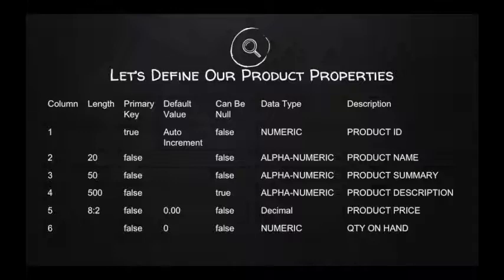Down at product price, we've set our default value to be 0.00. So even if they don't set a price, we still want to default it to 0. Same for quantity on hand. If there are no products in stock, we want to set it to 0.